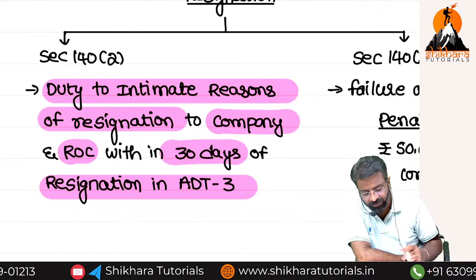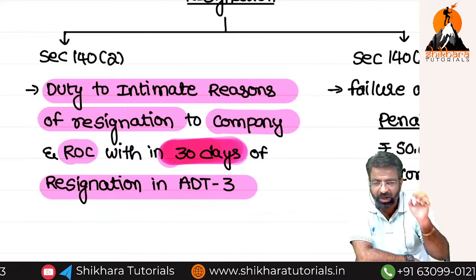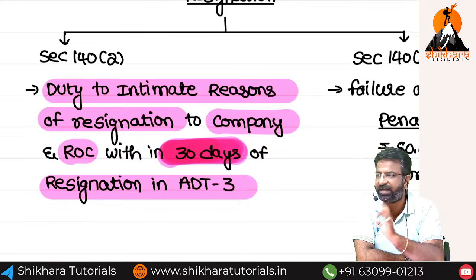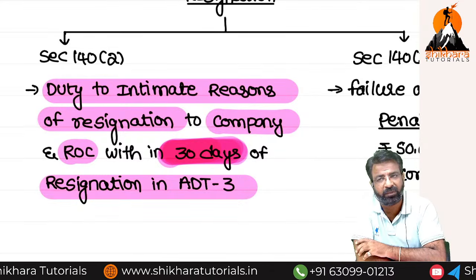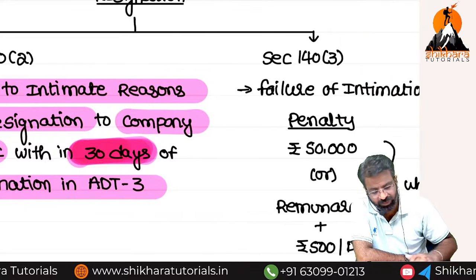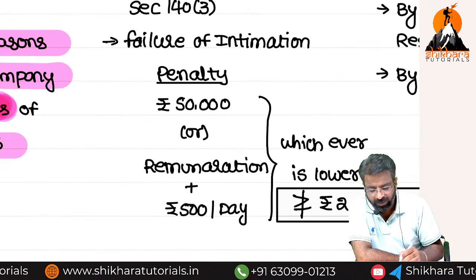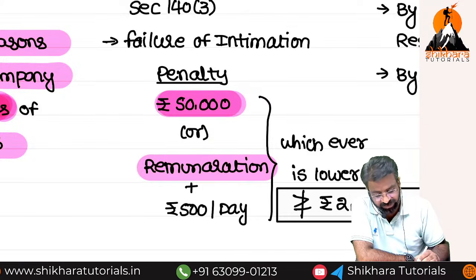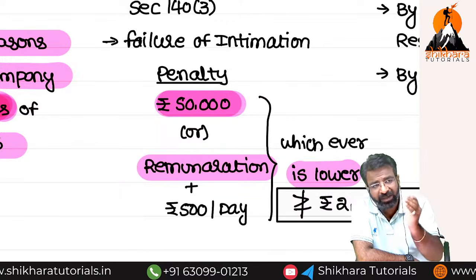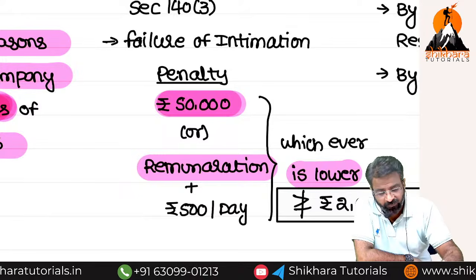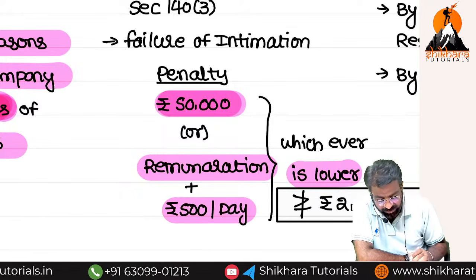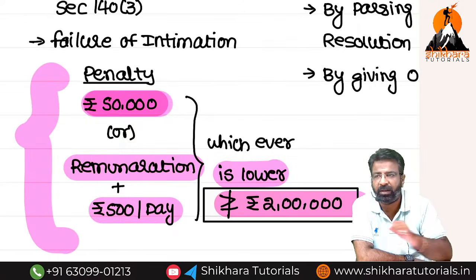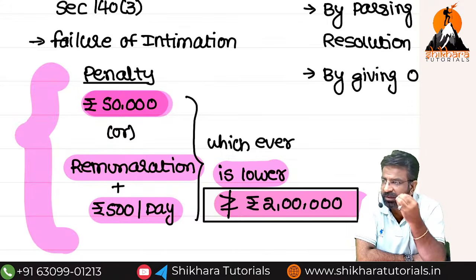Did you get the point? Within how many days? Within 30 days. You can't leave without giving the reasons of resignation. And the form for giving the reason is ADT3. Let's say, for example, you left the company without giving reasons of resignation. So what is your penalty? Read the penalty. 50,000 rupees flat, or your remuneration received, whichever is lower, plus, how many days do we have to give the reason of resignation? 30. From 31st day onwards, per day fine is how much? And this total penalty put together shall not exceed what? 2 lakhs.